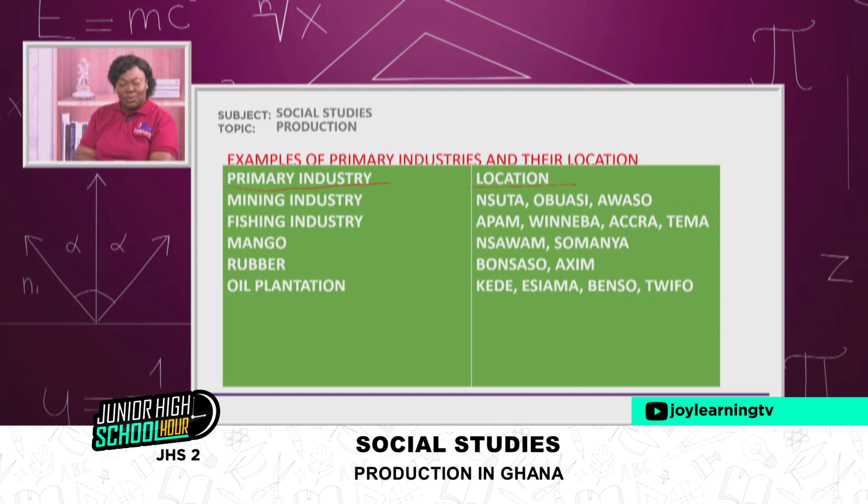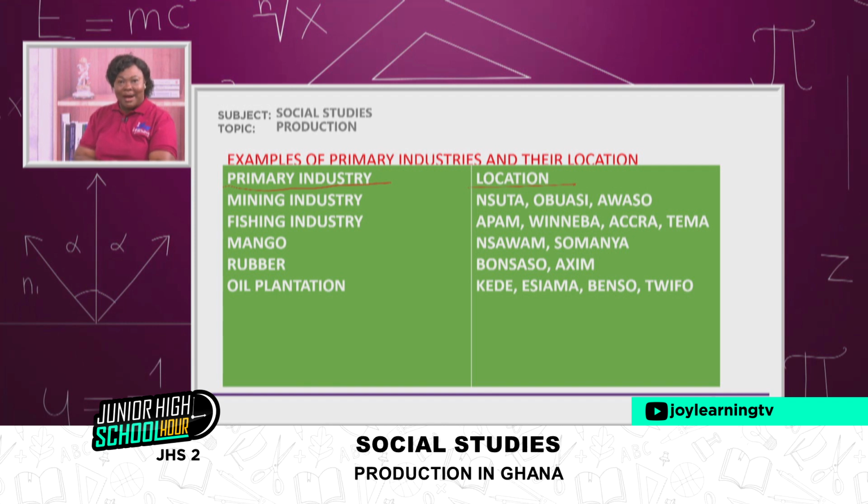And then let's move on to the mango industry. We have Nsawam, and then we have Somanya. Somanya is also a mango industry. So if you want mangoes, go to that stretch or that area. You get a lot of mangoes that you can use in making your mango juice.